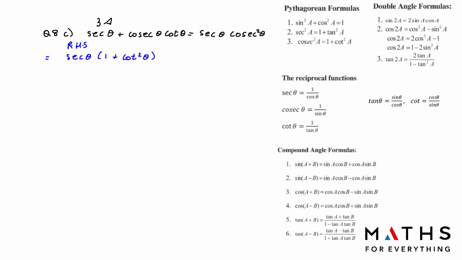Replace the cosec square theta with 1 plus cot square theta. Expand the bracket. You will get sec theta plus sec theta cot square theta. What do you want to find? You want to find sec theta plus cosec theta cot theta. You already got the sec theta, so leave it alone. Don't make any changes to it.